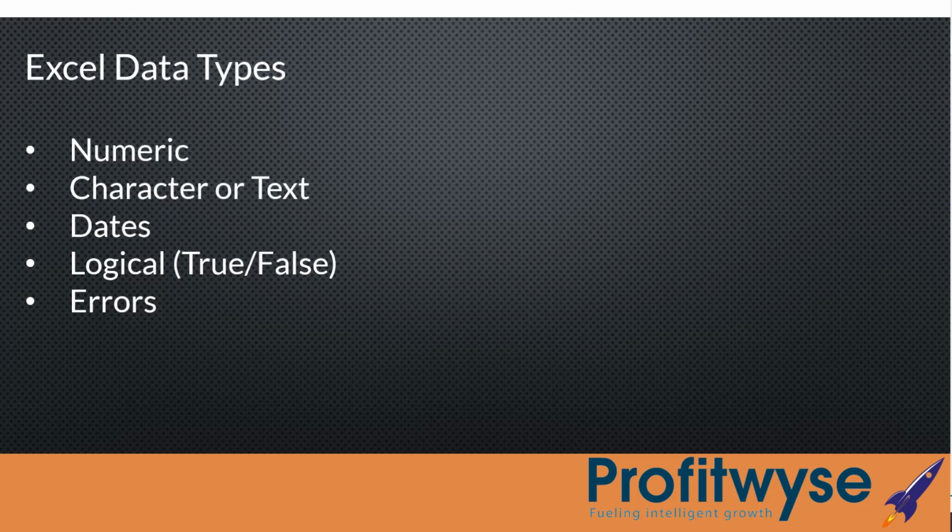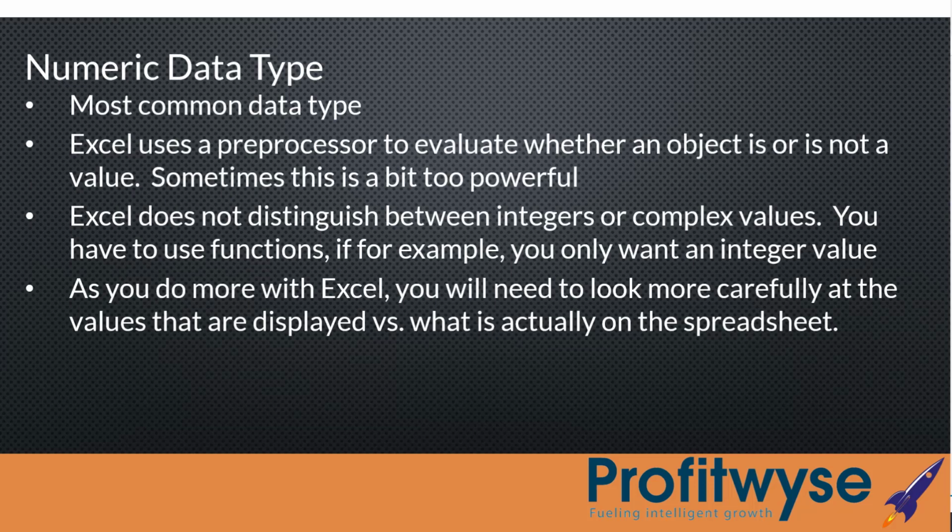So let's take a little bit deeper look at the numeric type first. Obviously this is the most common type. The thing that you should understand is that Excel uses a preprocessor to try and figure out whether what is in a cell is really a number or not. It will make an attempt to make a conversion if you attempt to do some kind of formula on that number. But it's also doing other things, such as when you type in a date, it is converting that number type into a date.